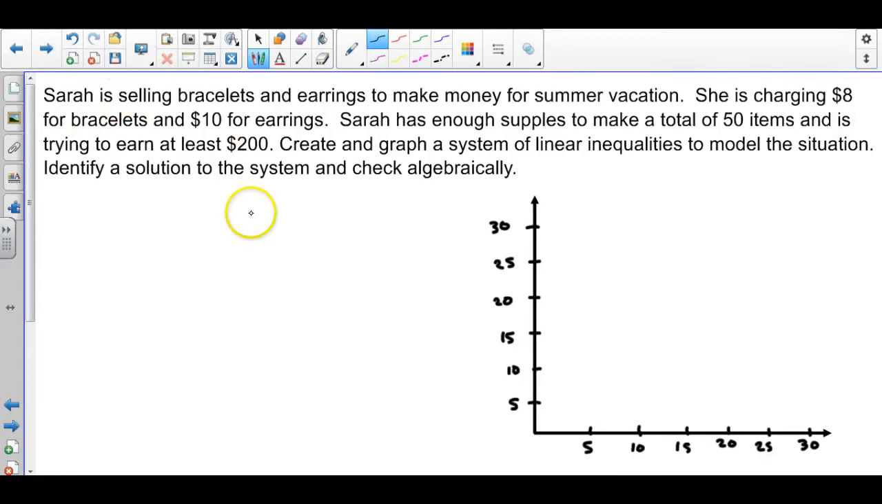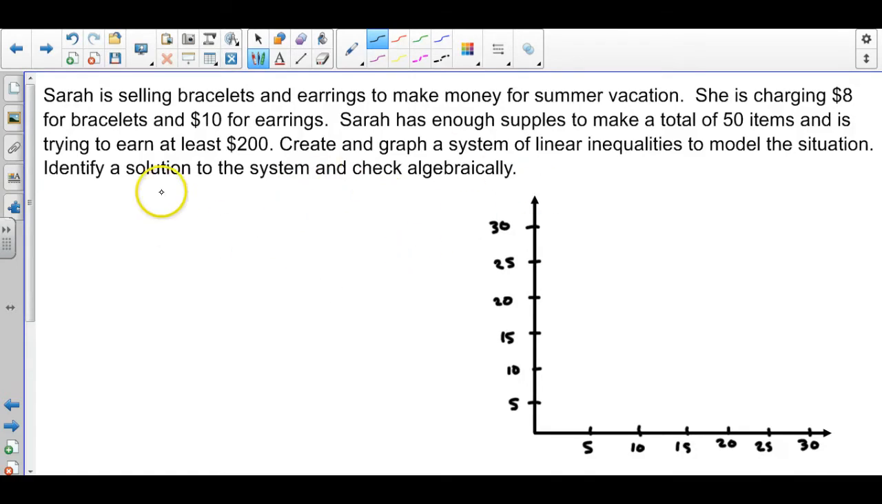It said Sarah is selling bracelets and earrings to make money for summer vacation. She's charging $8 for bracelets and $10 for earrings. She has enough supplies to make a total of 50 of these bracelets or earrings, a combination, and is trying to earn at least $200. So we want to create and graph a system of linear inequalities to model this situation, and then we're going to identify a solution to the system, and we're going to check it. So a lot of stuff going on here.